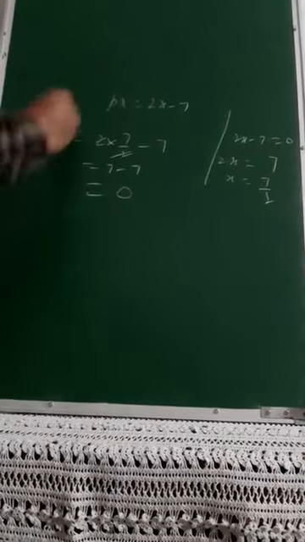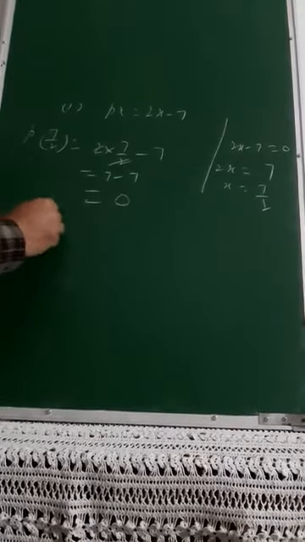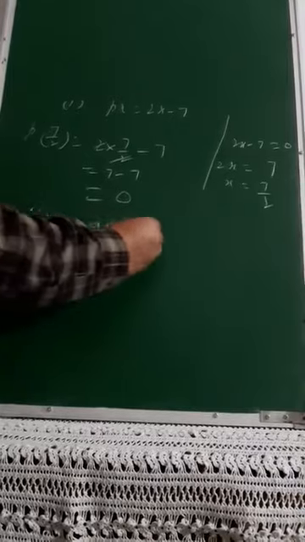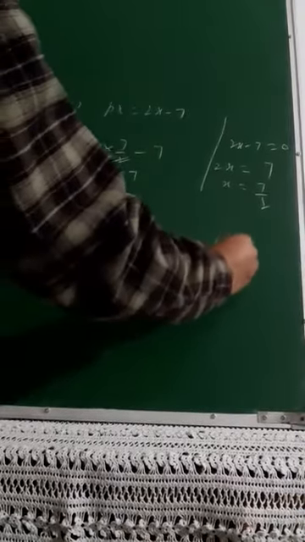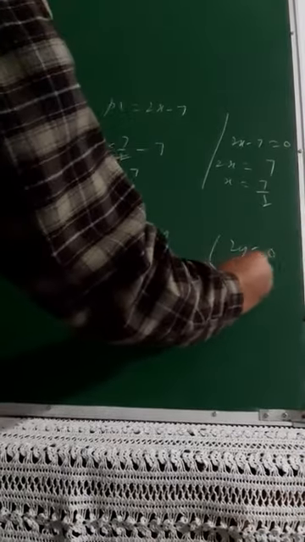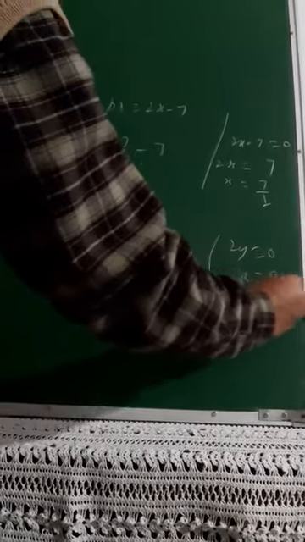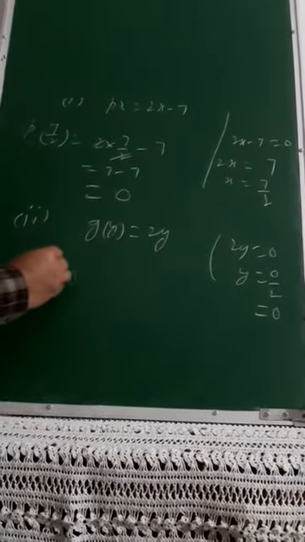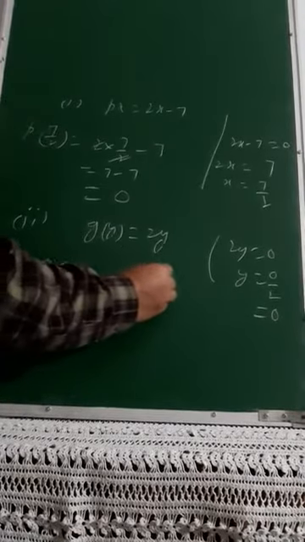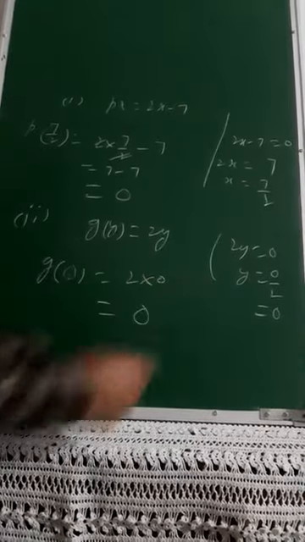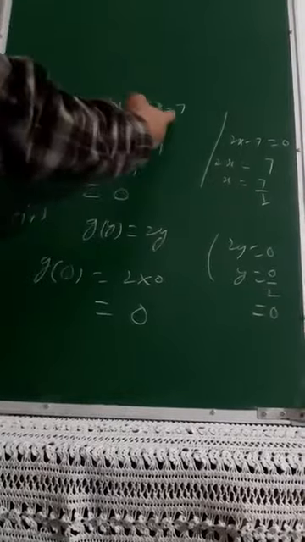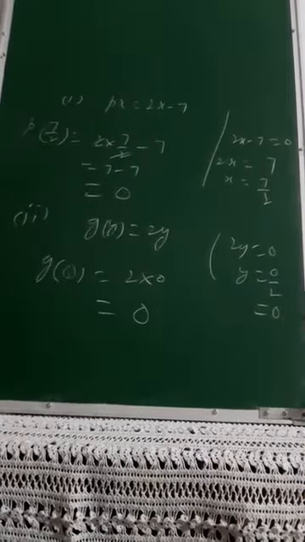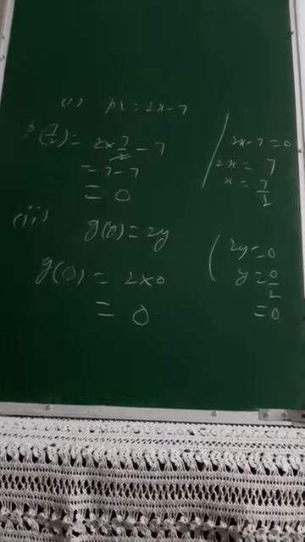And the second case was g(y), a polynomial in terms of g. It was given as 2y. So when you put 2y equal to 0, y simply will be equal to 0 upon 2, so 0. So y is equal to 0. So g(0) will make it 0 only. So the zero of the first polynomial will be 7 upon 2 and the zero of the second polynomial will be 0. So please keep a watch.